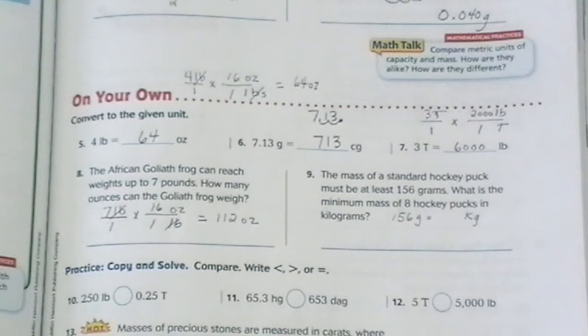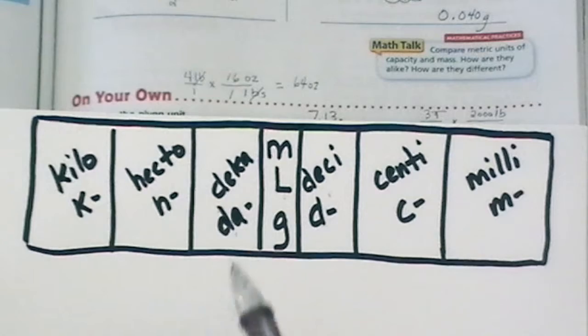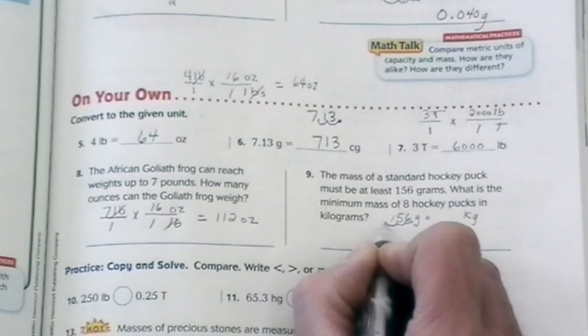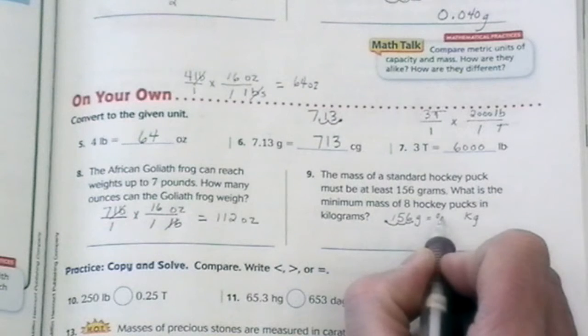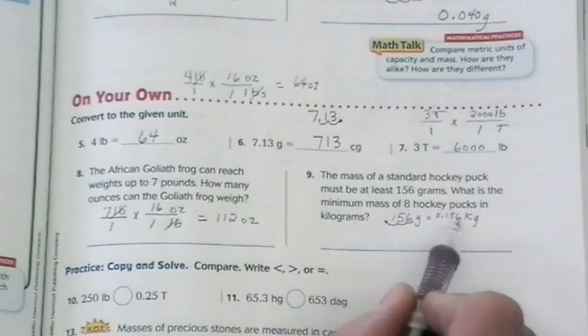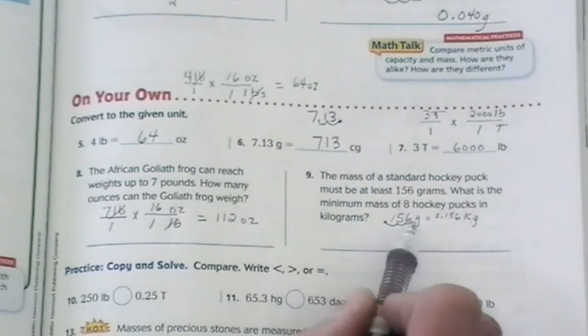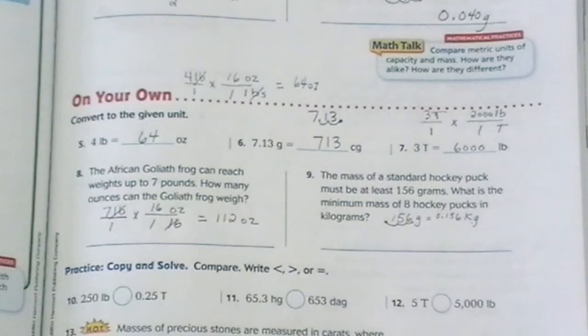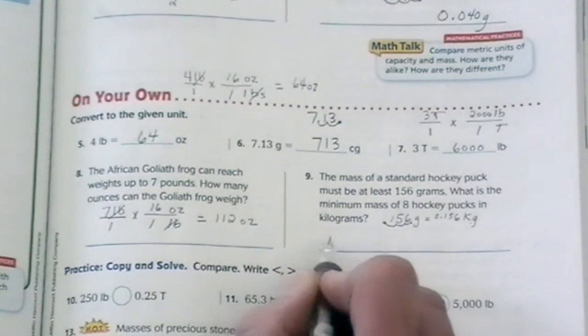So the way that we do that is, let me get my chart here. We're going to go from grams to kilograms. So that's 1, 2, 3 places to the left. I'm going to take my decimal point for 156, move it 3 places to the left, and I have 0.156 kilograms. So 156 grams equals 156 thousandths kilograms.